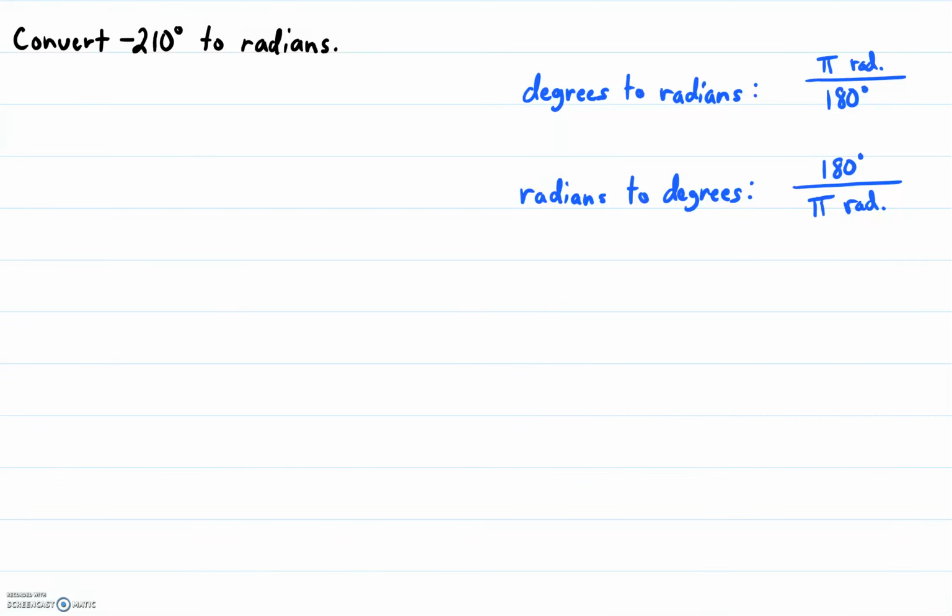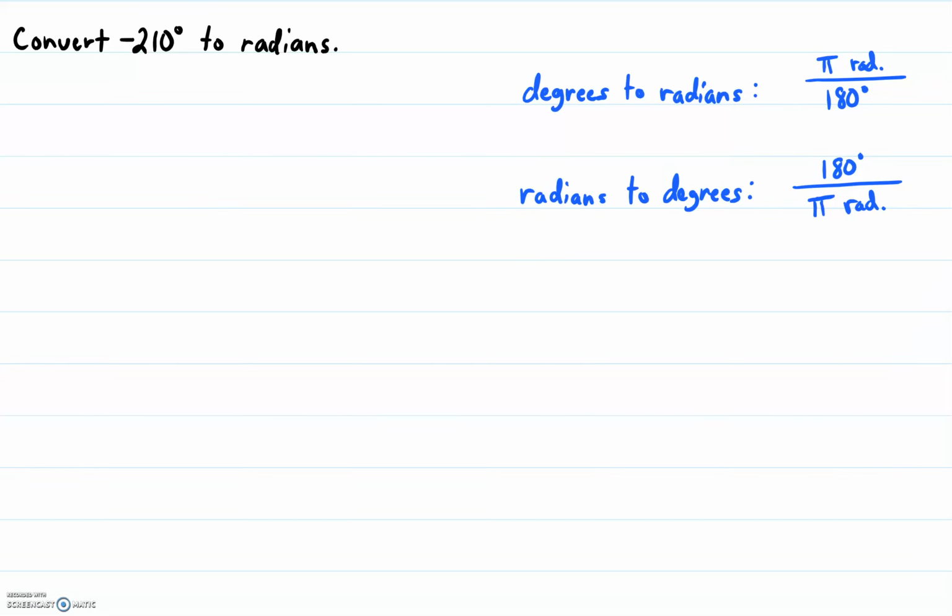In this video, we're going to talk about how to convert negative 210 degrees to radians, and in general, how to convert something from a degree measure to a radian measure. So we have an angle, negative 210 degrees, and we just want to express it in its equivalent form in terms of a different unit, that unit being radians.